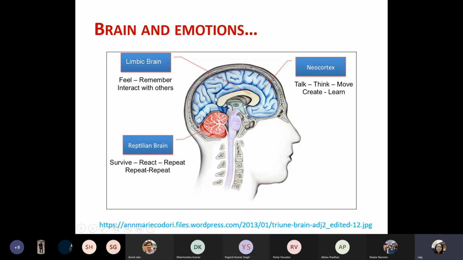And then the emotional area of the brain developed. So this is the way the brain started developing.